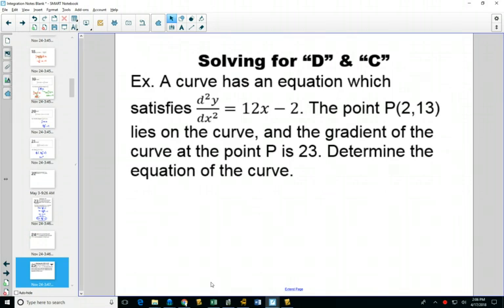See if you can interpret this question. Work your way backwards to the first derivative with a plus c, and work your way backwards to the original one with also a plus d, and see if you can find the original equation of the curve.